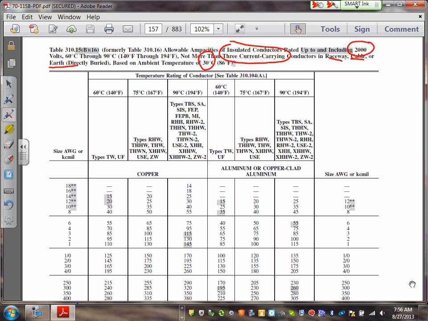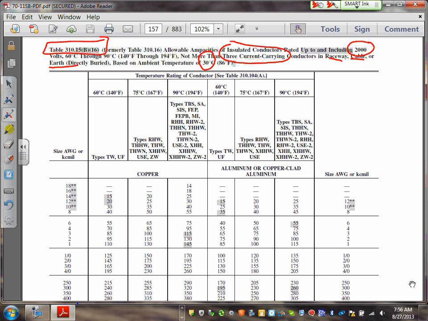These are the limitations of this table. Let's just talk about the limitations of this table before we go ahead and start. The table's name is 310.15(B)(16). It's limited to 2,000 volts, up to and including 2,000 volts. Okay, give me a voltage: 208/120 three phase, 240/120 single phase, 240/120 three phase, 480/277. All these voltages are covered here.